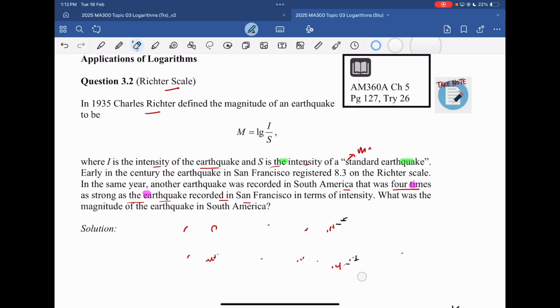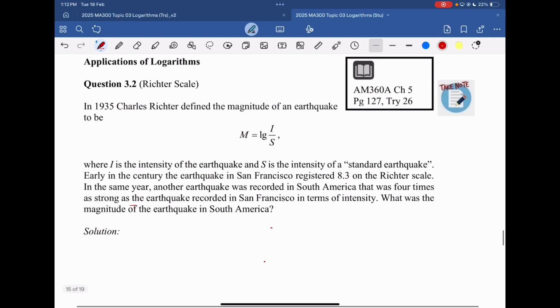Okay, now let's take a look at 3.2. 3.2 is pretty important. Now if I were you, I will start this question. Jia Kai, what did I say? I will do it 5 million times.